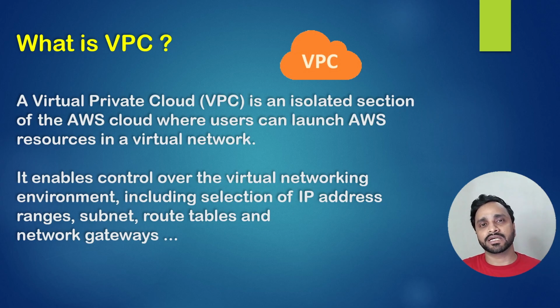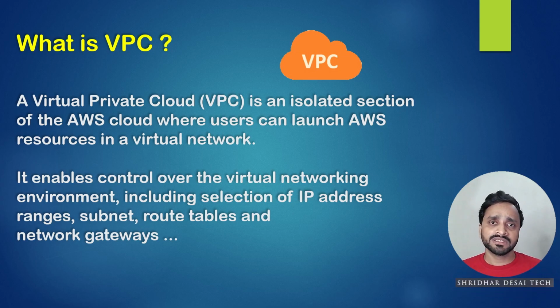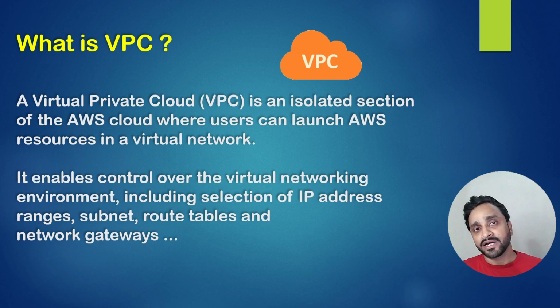See, VPC is related to networking, and this is also an important question asked by interviewers because this is a network related point. A virtual private cloud, VPC, is an isolated section of the AWS cloud where users can launch AWS resources in a network. Means what? It is isolated, like a private network initially created which is isolated from outward networks. No one can enter that network without permission, that is VPC, which is isolated.